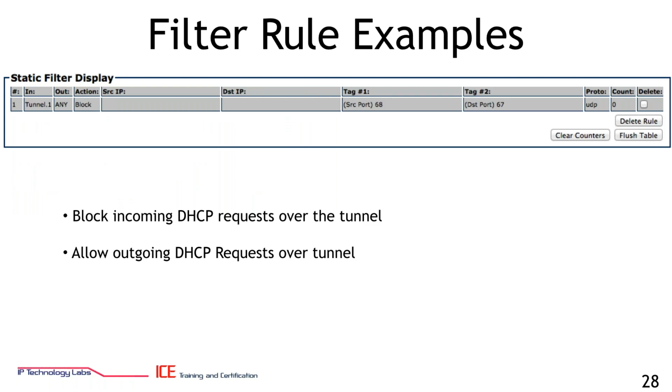So a couple of quick examples, and we're going to walk through these relatively quickly. You can go through these documents and take a look at them in more detail. So I can block incoming DHCP requests coming in over the tunnel, but allow outgoing DHCP requests over the tunnel. So we are filtering traffic coming in the tunnel interface with a source port of 68 and destination port of 67, which is our DHCP packets.